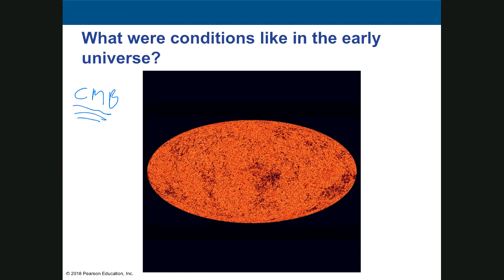And as you'll notice, the density is nearly uniform. The colors here, even though it doesn't look uniform, the variance in these colors from the darkest to the brightest is about 1 part in 10 to the fifth. I think it's something like that. It's very small. I was shocked when I learned how small it was. So the universe is very nearly uniform.